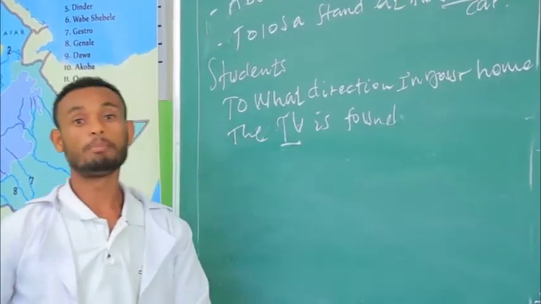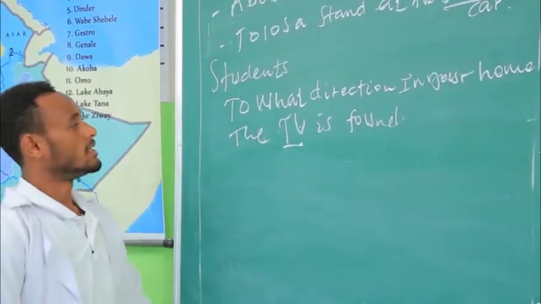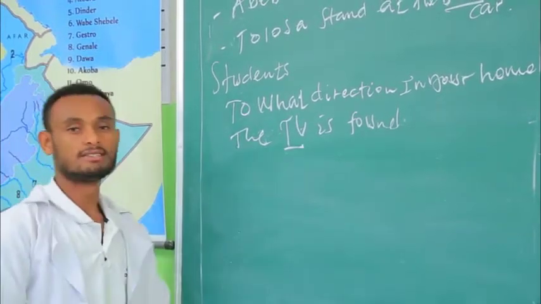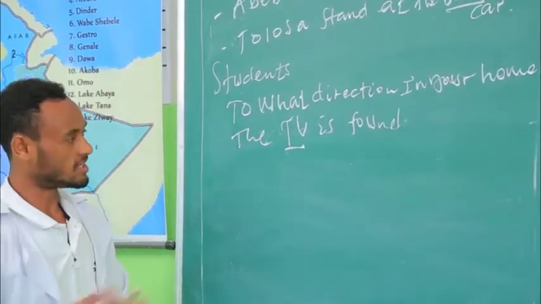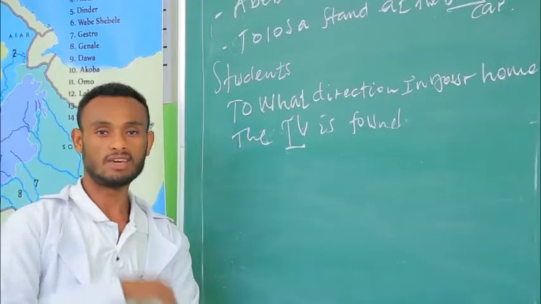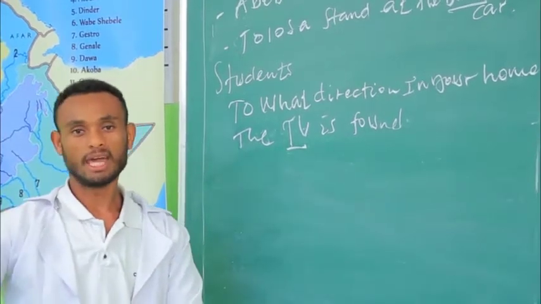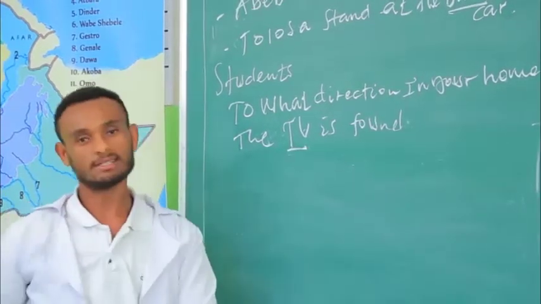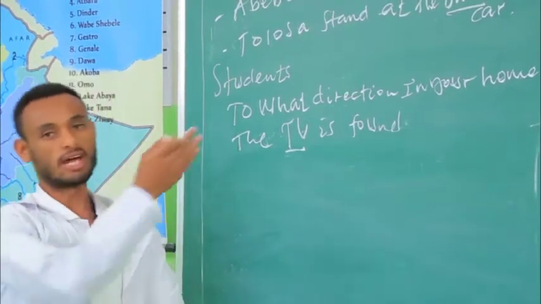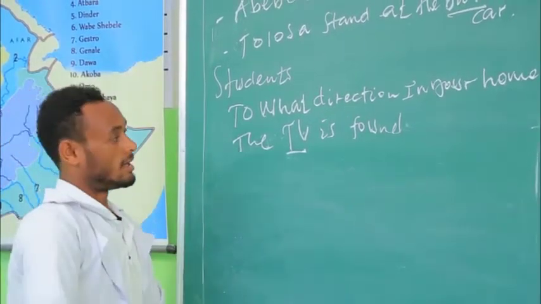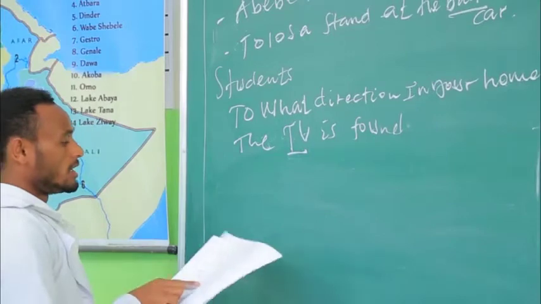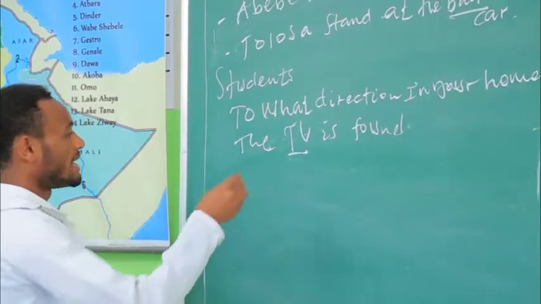Students, I hope you have got the answers. You can say the TV is found to the right. If the TV is found at the back, the TV is found at the back. Good. Let me see the four main directions.